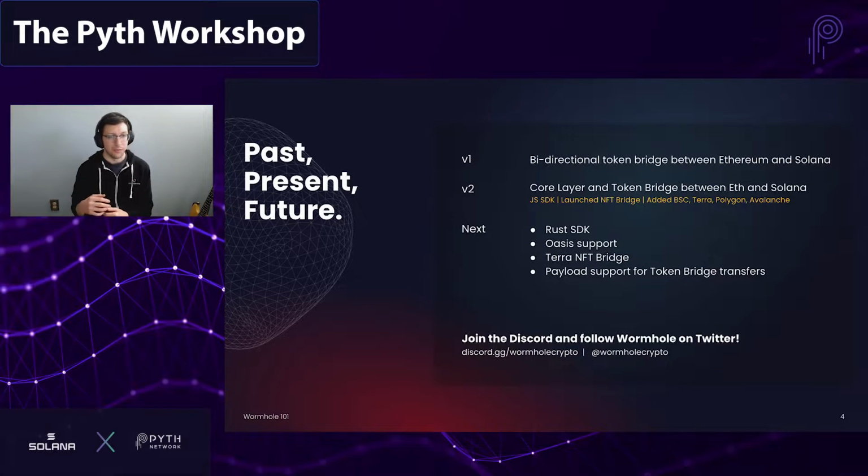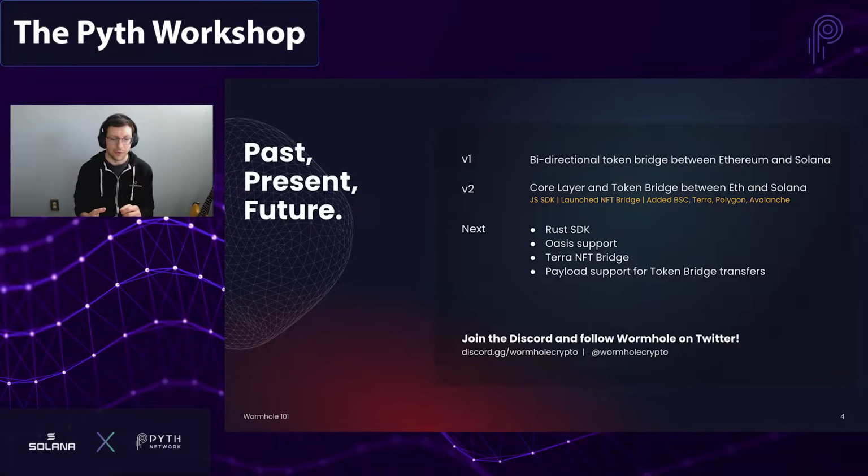The two that we've built so far that are out in the world are the token bridge and the NFT bridge. The token bridge right now supports all those chains I mentioned. The NFT bridge supports everything but Terra, which is coming very soon. We also launched a JavaScript SDK, and like I said, added all those other chains, Oasis being the most recent one to join our supported networks. We're now working to add a Rust SDK to help with on-chain development on Solana and Terra, as well as, like I mentioned, the NFT bridge and some payload support for token bridge transfers.